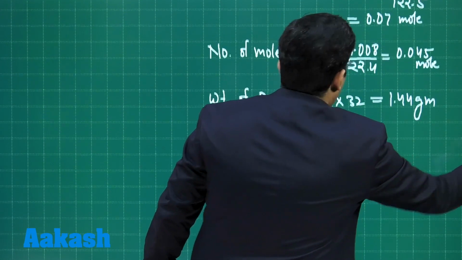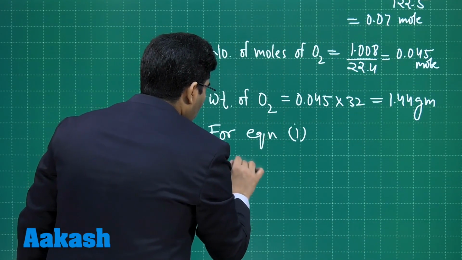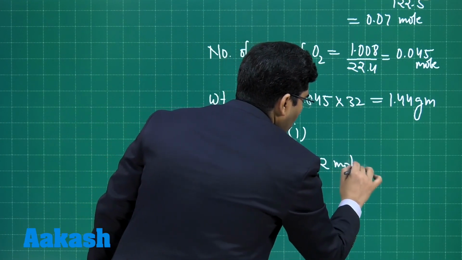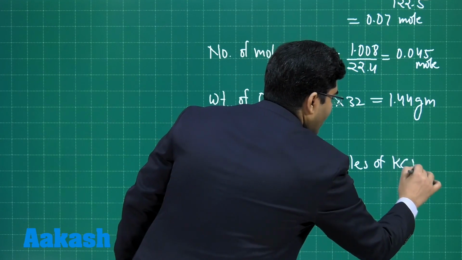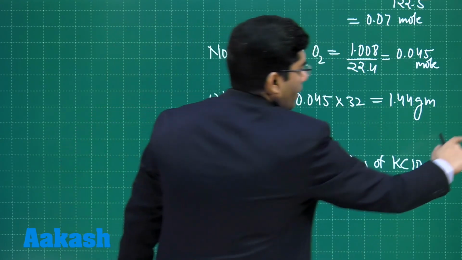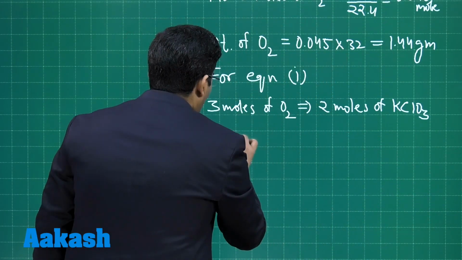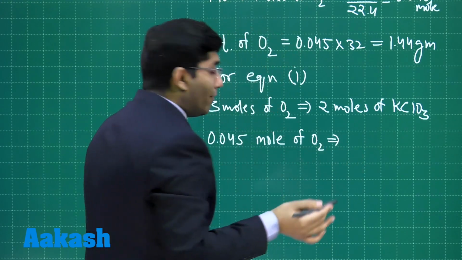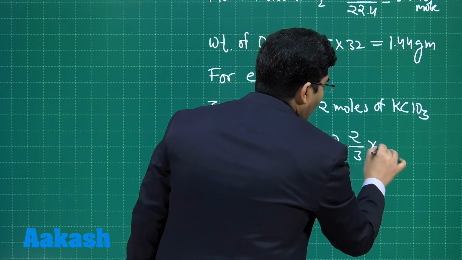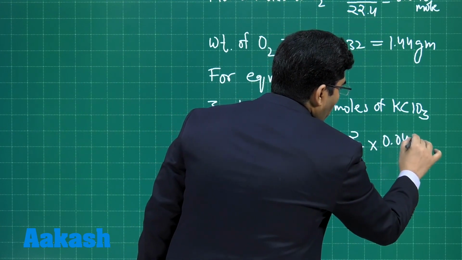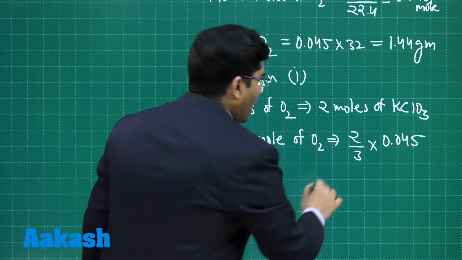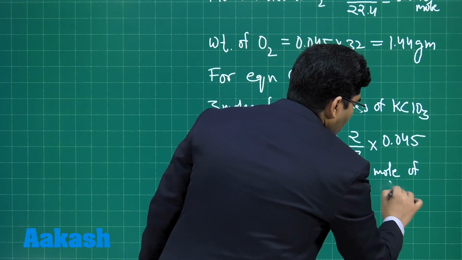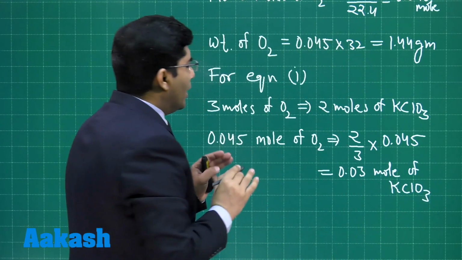So for the first equation we can say that 3 moles of O2 corresponds to 2 moles of KClO3, right? And 0.045 mole of oxygen, that will give us 2 by 3 multiplied by 0.045 moles of KClO3, right? And this will be equal to 0.03 moles of KClO3. Now this is for the equation number 1, right?